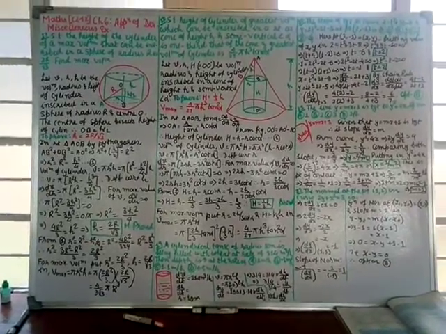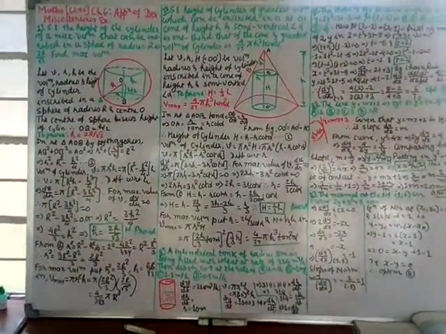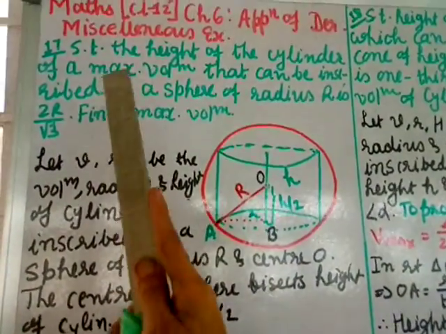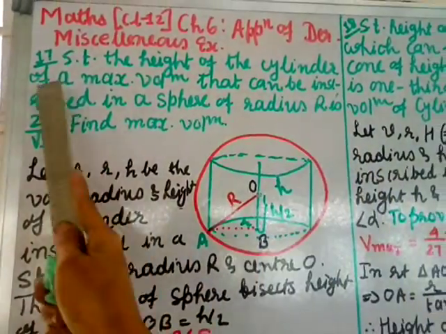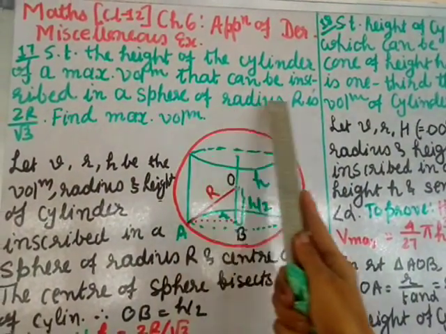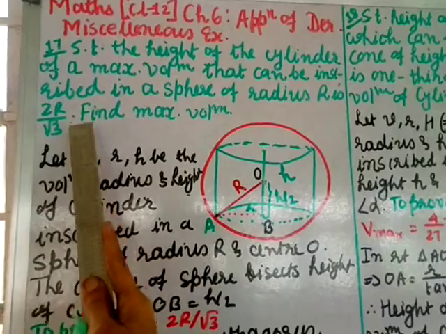Mathematics Class 12, Chapter 6, Application of Derivatives. Miscellaneous exercise. Question number 17. Show that the height of the cylinder of a maximum volume that can be inscribed in a sphere of radius capital R is 2R by root 3.